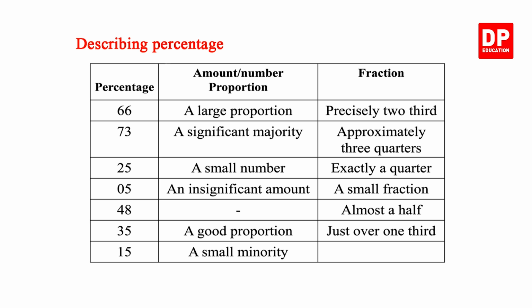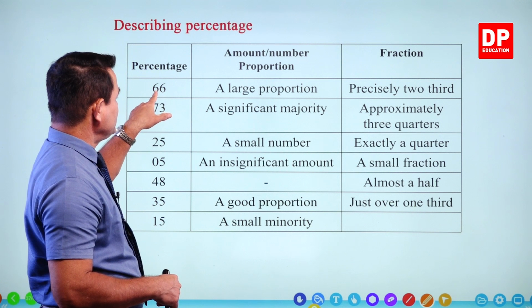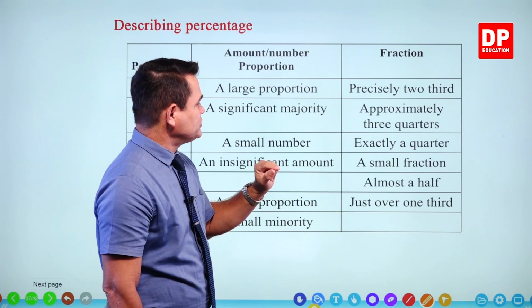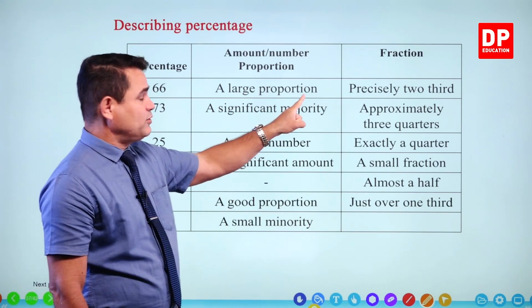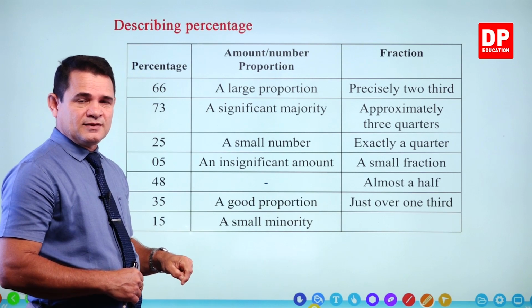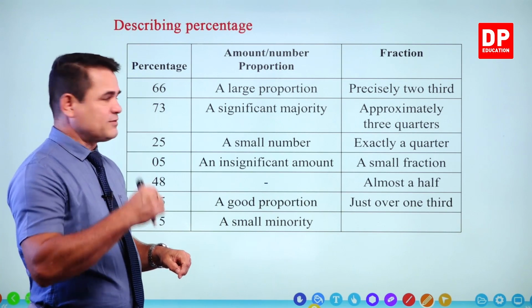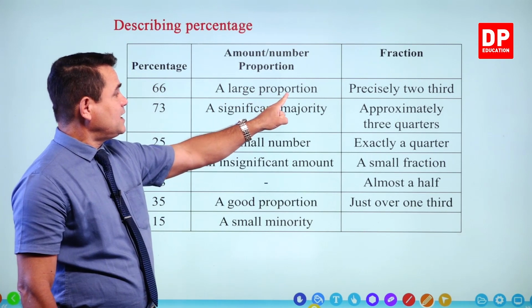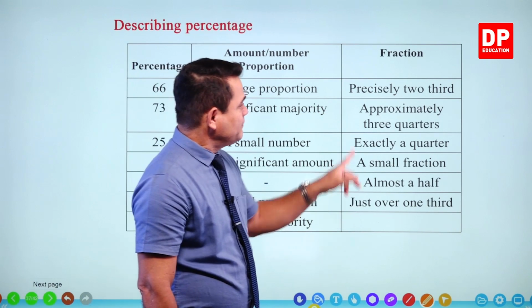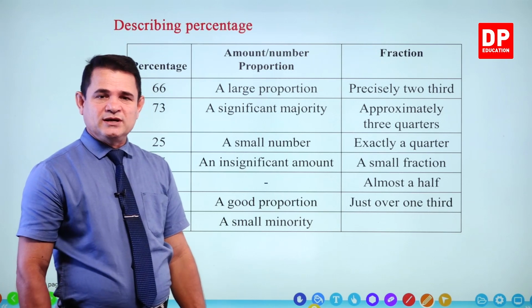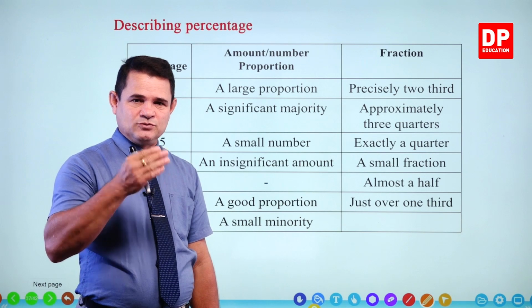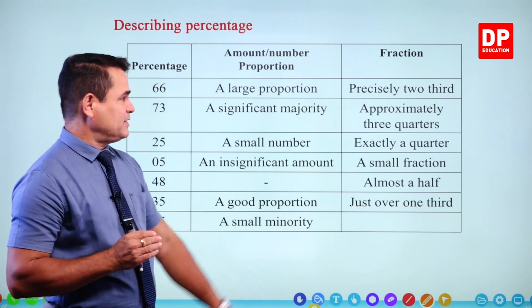Describing percentage. When you describe percentage, right? Now, if it is something like 66, an amount or number, proportion or fraction. A large proportion, like 66, a bit more than 50, not close to 100. In a case like that we can say a large proportion. Or precisely two-thirds, about 2 out of 3.